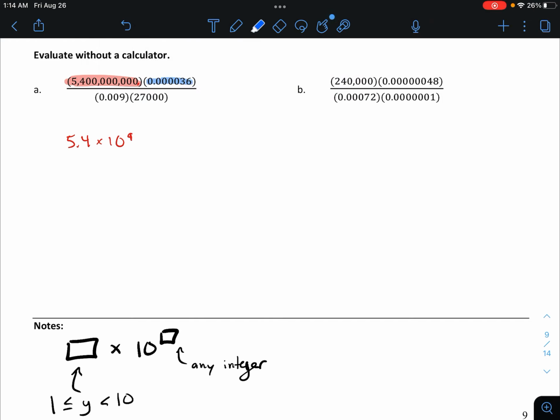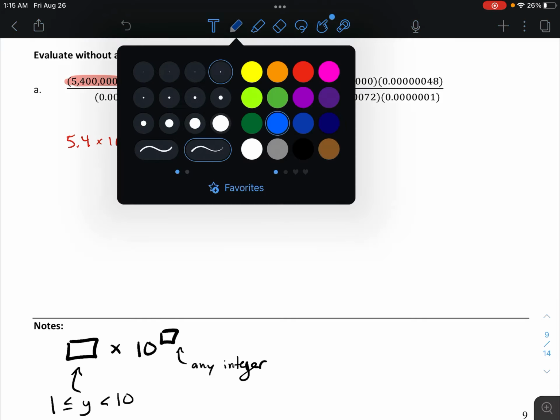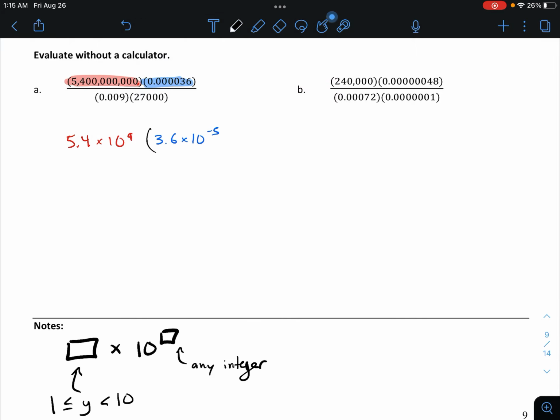And then if I look at the second number on top, I also want to turn this into a power of 10. So I'm going to go and write this as, let's see, 1, 2, 3, 4. I have to move it 5 places. So 3.6 times 10 to the negative fifth. Remember, it's a negative. It's a very small number. So it's got to be a negative exponent.